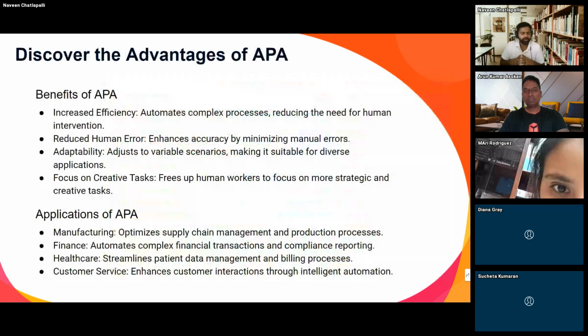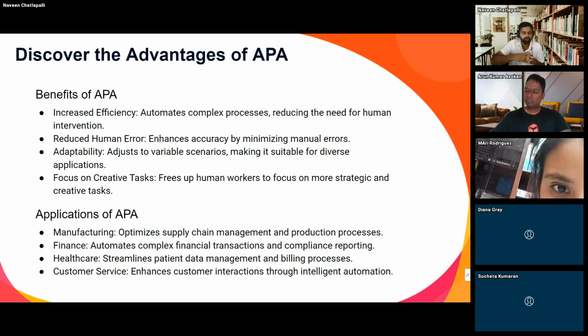Coming to the benefits and applications, there are lots of benefits because it is increasing the efficiency, reducing the development time, and reducing the human errors by using these LLM capabilities. And it is very easy to adapt in various scenarios and to focus on very creative tasks. So let's say previously when some automations used to take a couple of weeks to develop, by using this agentic process automation, we can iterate the process and try to develop these within no time.